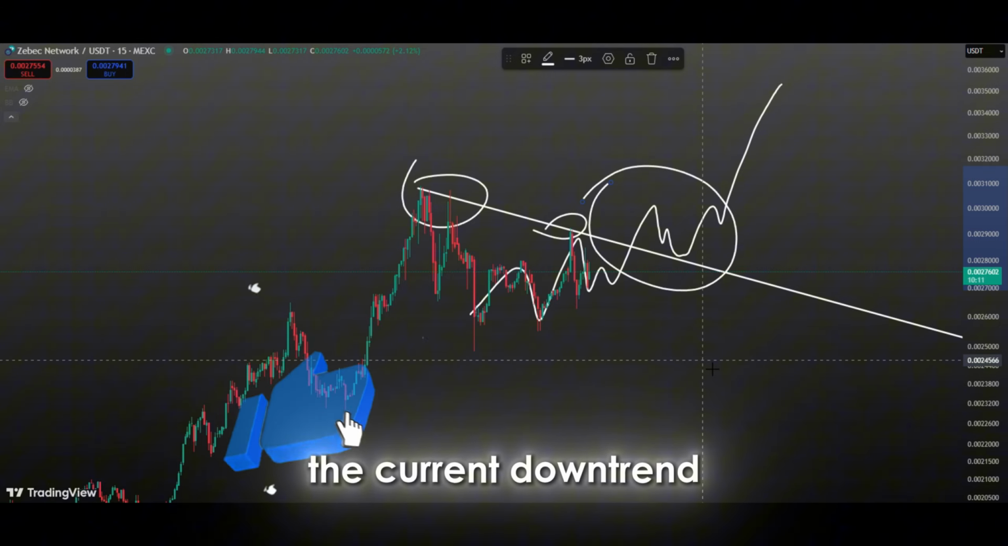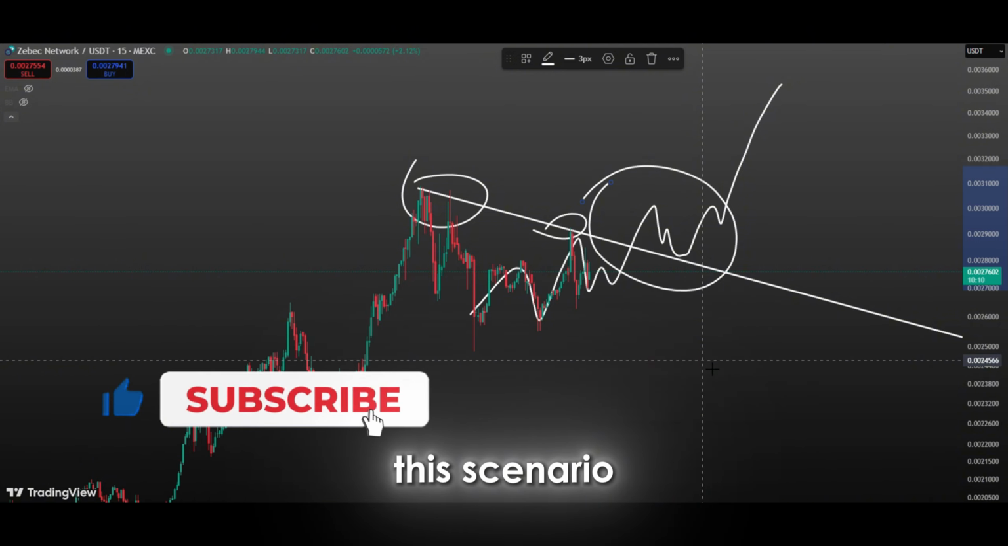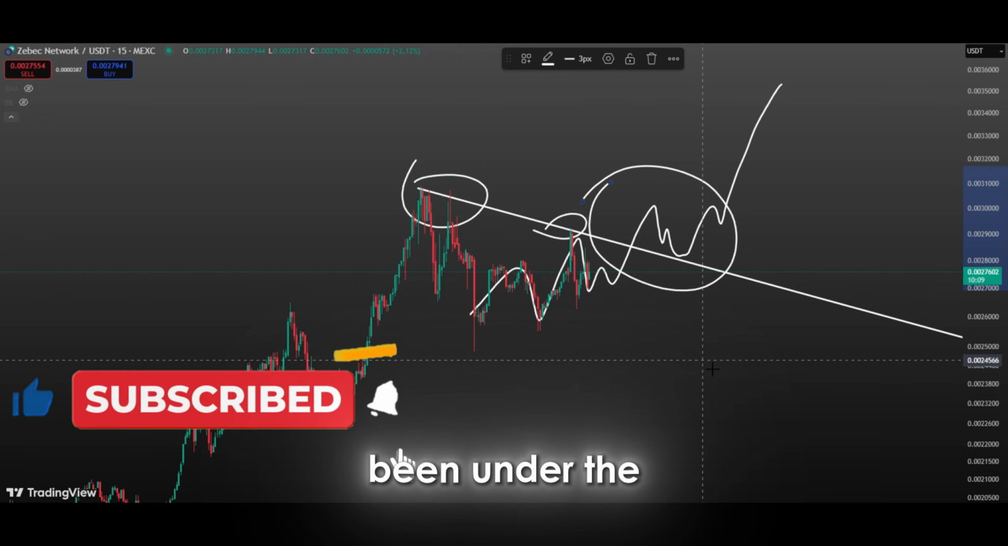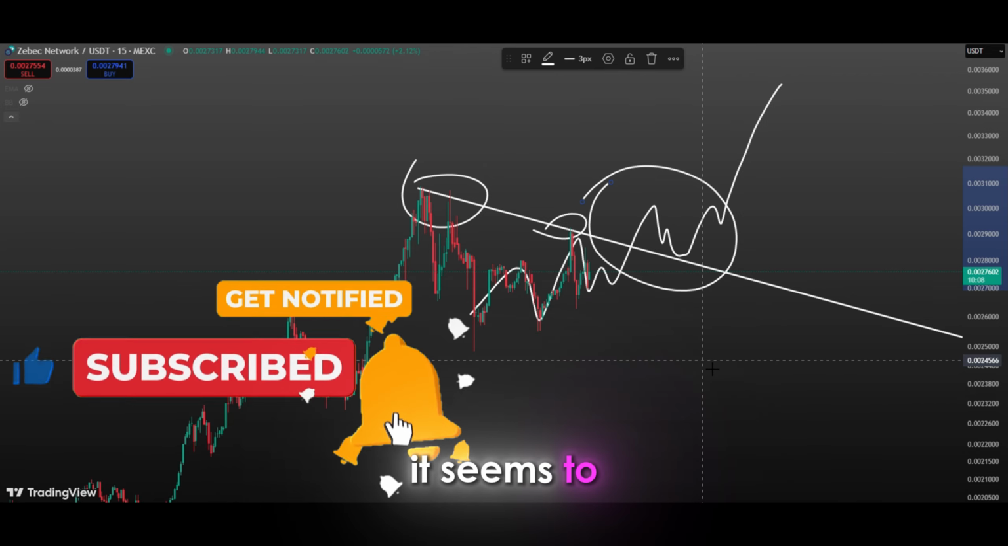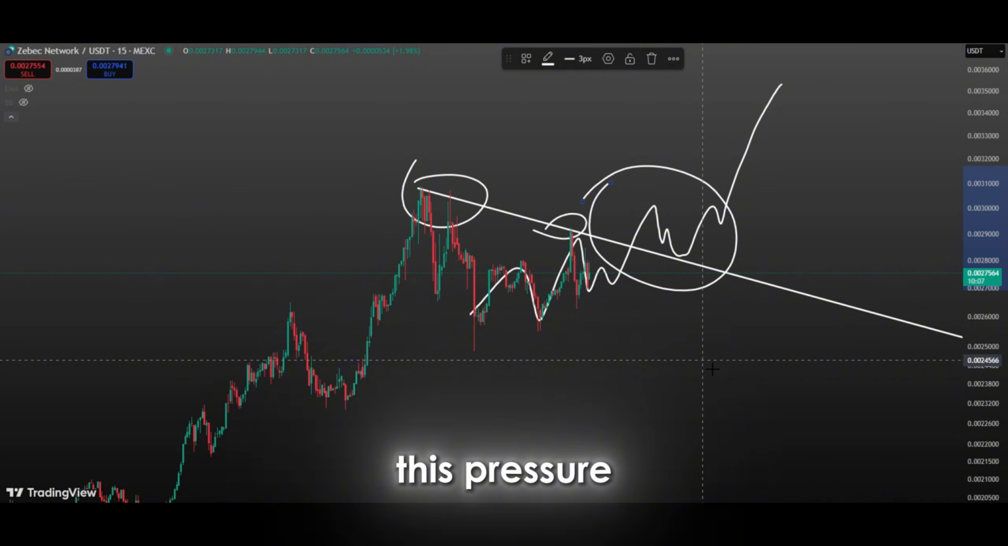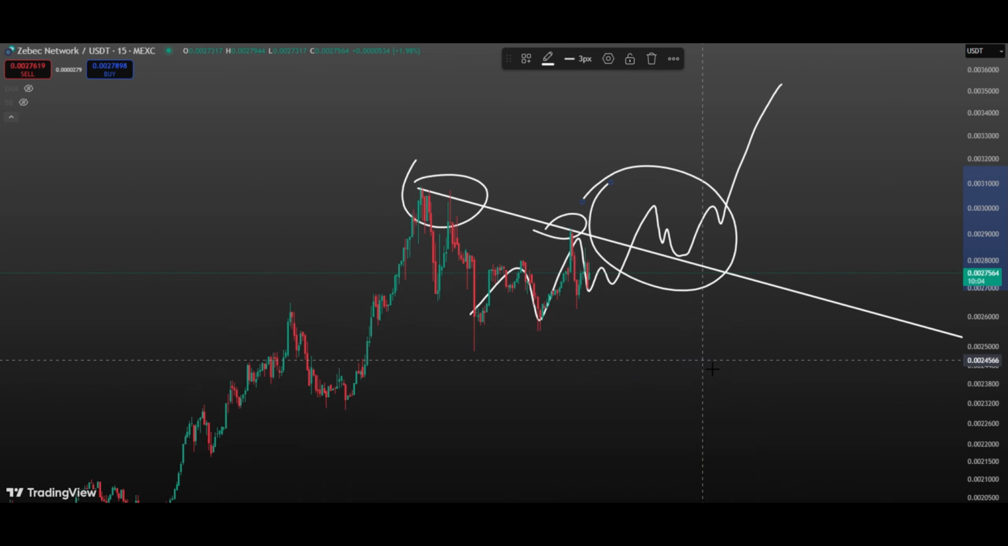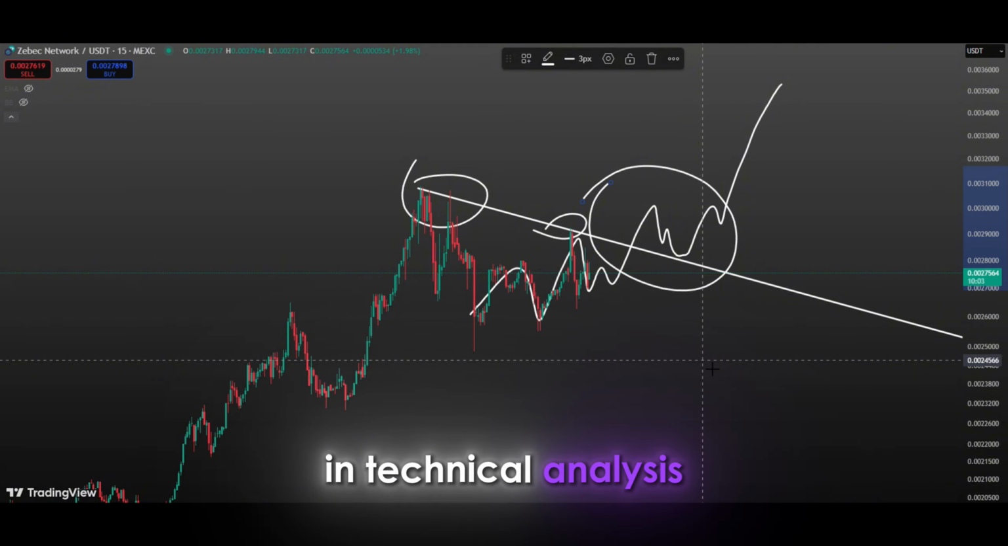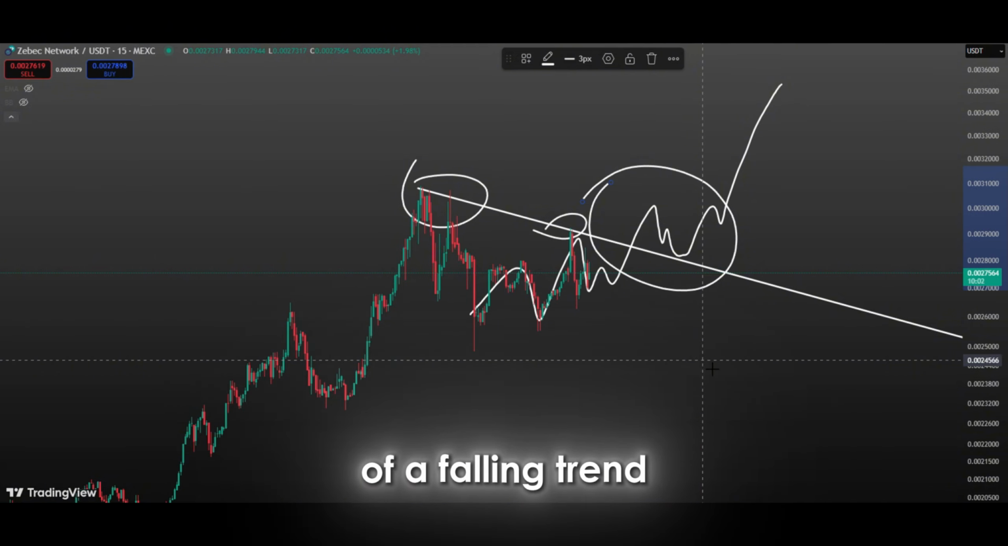The structure of the current downtrend is reminiscent of this scenario, because although the price has been under the pressure of this trend, it seems to have come to the end of this pressure. In particular, the fact that the price has repeatedly touched and then reacted to the falling trend line suggests that this area is now starting to weaken and a breakout is imminent. In technical analysis, an upside breakout of a falling trend is usually considered a trend reversal.